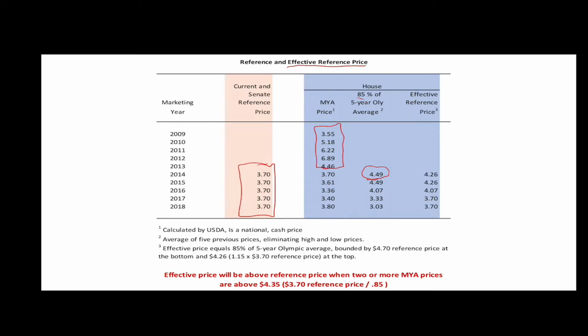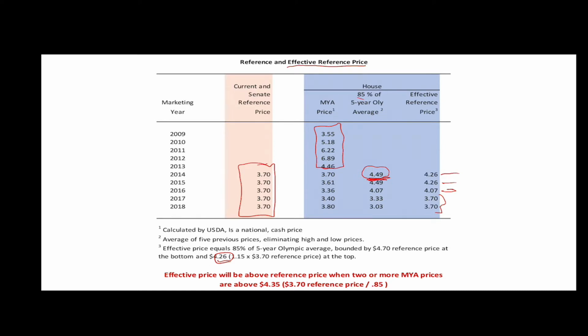So take 0.85 times the 5-year Olympic average of those prices, and then see if that's greater than 370. You will have a greater reference price, but this reference price is capped at 426, or 1.15 times the 370 reference price. So had this House version existed, the reference price would have been 426 in 2014, 426 in 2015, 407 in 2016, and then we're back to the reference prices currently.